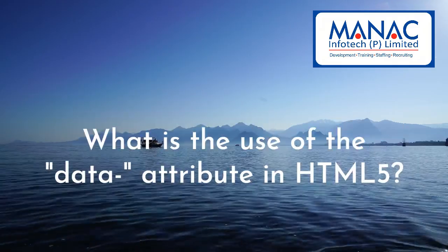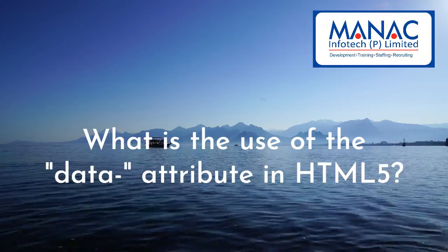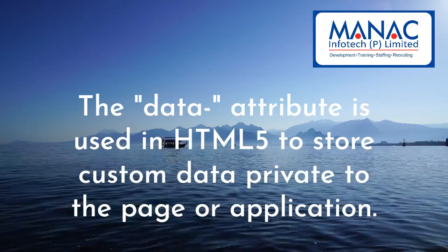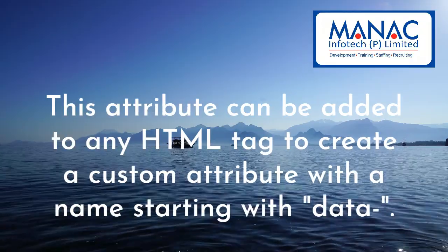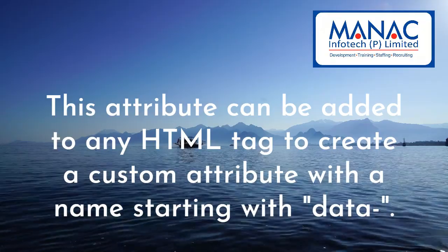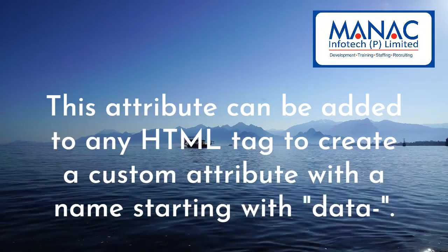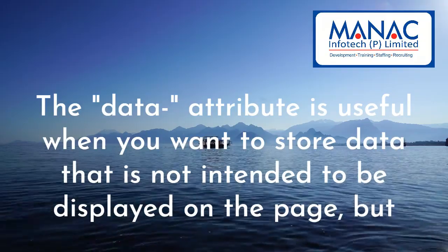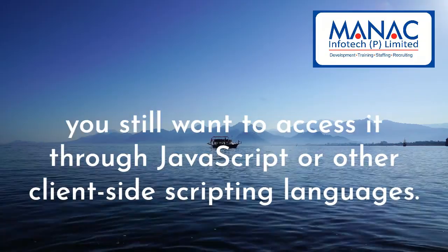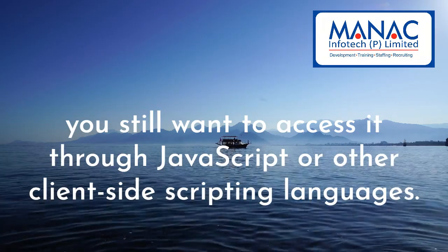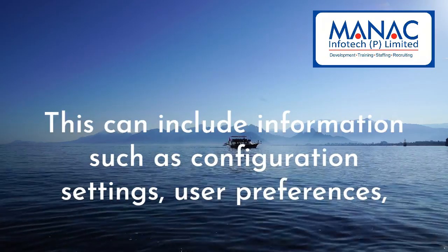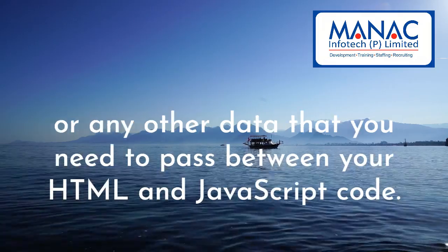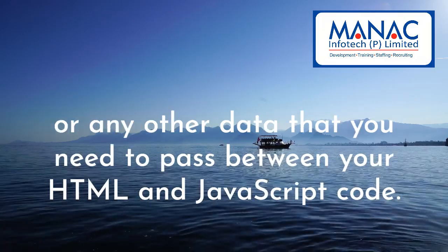Question 6. What is the use of the data attribute in HTML5? Answer. The data attribute is used in HTML5 to store custom data private to the page or application. This attribute can be added to any HTML tag to create a custom attribute with a name starting with data-. The data attribute is useful when you want to store data that is not intended to be displayed on the page, but you still want to access it through JavaScript or other client-side scripting languages. This can include information such as configuration settings, user preferences, or any other data that you need to pass between your HTML and JavaScript code.